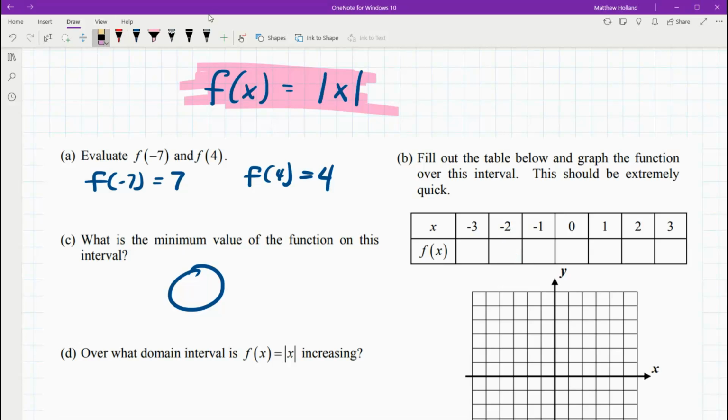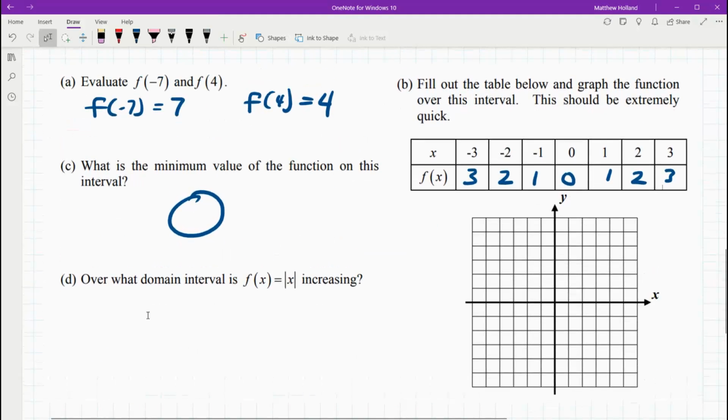All right, I skipped over part B, but it's real easy. We're using this function here, which is just the absolute value of x. So whatever the input is, you just take the absolute value of it. The absolute value of negative 3 is 3. The absolute value of negative 2 is 2. I mean, you can see it's pretty easy. If it's positive, you leave it alone. If it's negative, you make it positive.